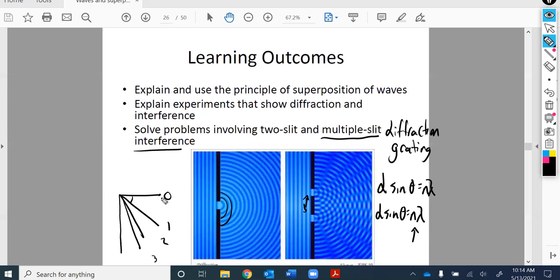If there are orders 1, 2, 3 below the zero order, the diffraction grating will also diffract the wave up this way, so it'll be orders 1, 2, 3 above. But the angle theta is just the angle to any given order from the zero. Keep that in mind, because we'll see problems that have us use this equation to solve for how many bright spots we will see. We have to solve for the number of orders that would be visible.